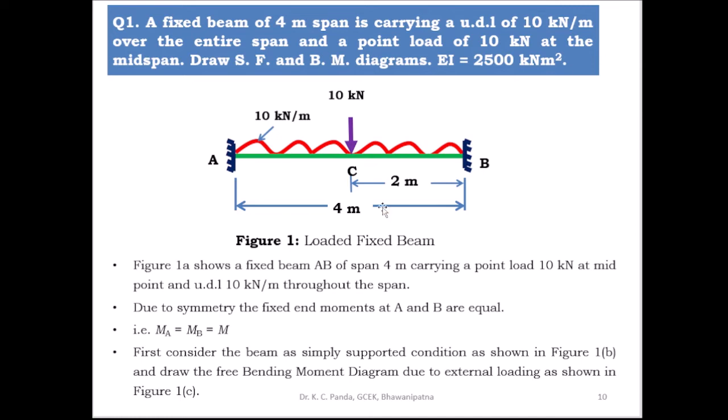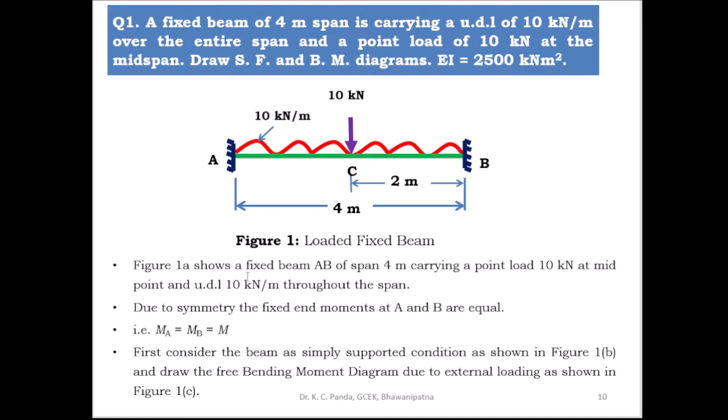The length of the beam is given as 4 meter, with end A fixed and end B fixed, having a UDL throughout the span of intensity 10 kilonewton per meter, and also one concentrated load at the midpoint of the beam, that is 10 kilonewton. You have to find the fixing moments MA and MB, and draw the bending moment diagram and shear force diagram.